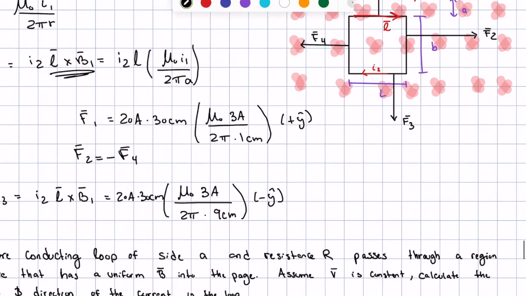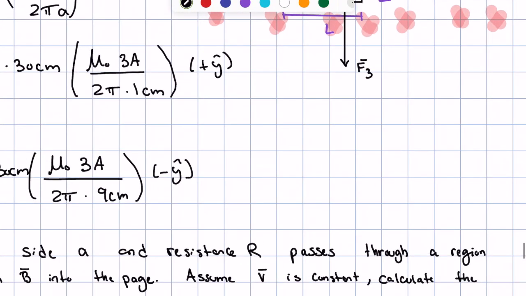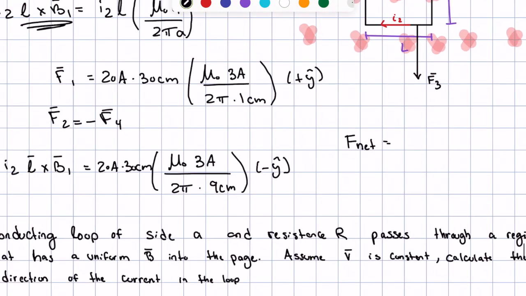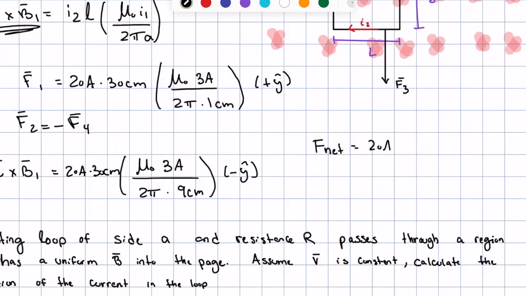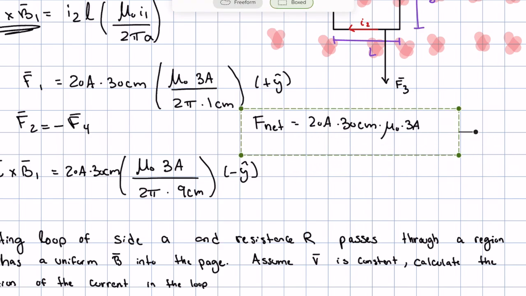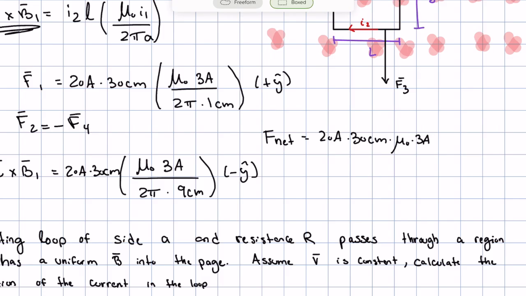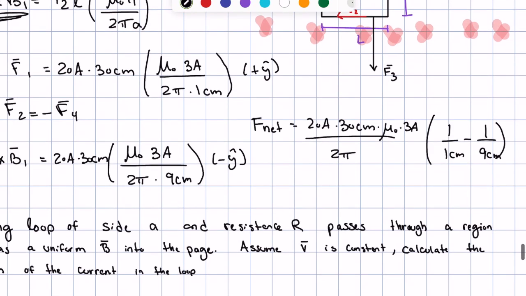So if we want to add up all these forces, we'd say that F net, the net force on this rectangle, is equal to, well, we have 20 amps times 30 centimeters times mu naught times 3 amps, right? So that's all the stuff that they share in common, divided by 2 times pi times 1 divided by 1 centimeter minus 1 divided by 9 centimeters, and that is going in the plus y hat direction.